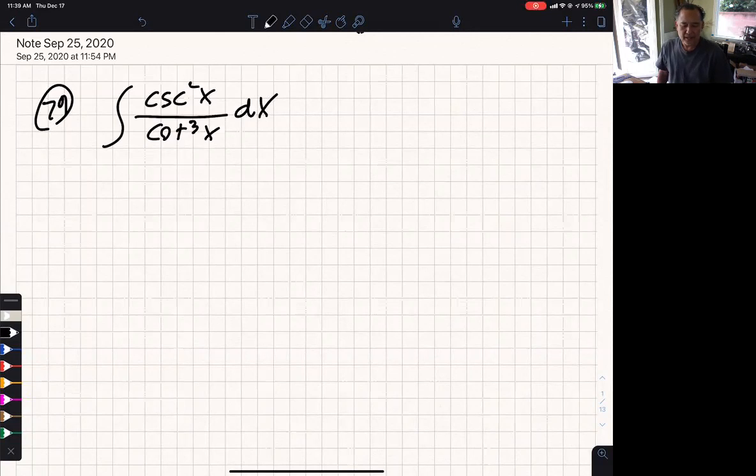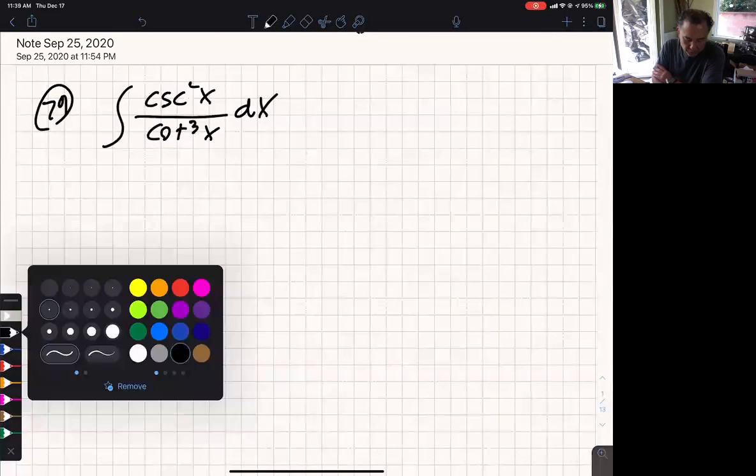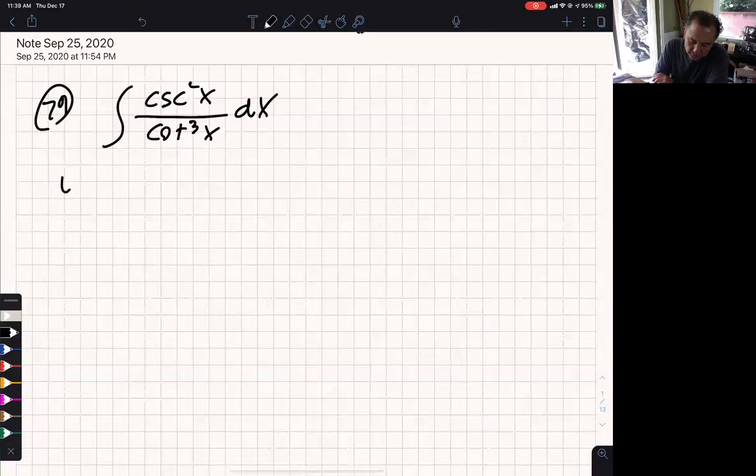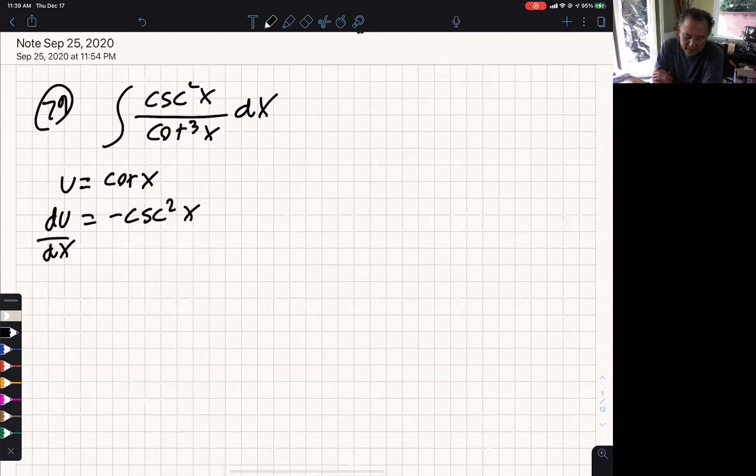As I look, I know the derivative of cotangent is negative cosecant squared, and I have a cosecant squared. So for me, I see right away what u should be. u should be cotangent x. And the reason I see that is because the derivative of that is going to be negative cosecant squared. And it's du/dx, but if we multiply the dx to the other side, it becomes du is negative cosecant squared dx.